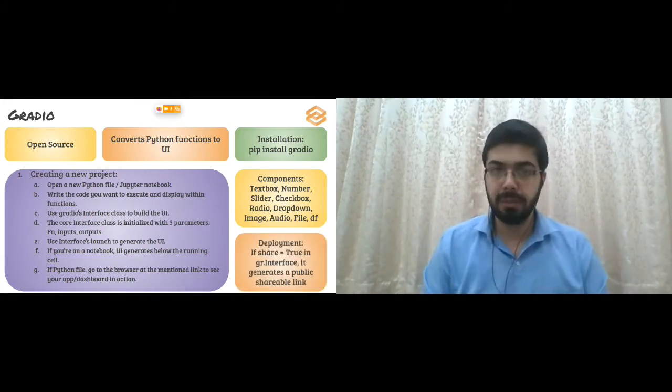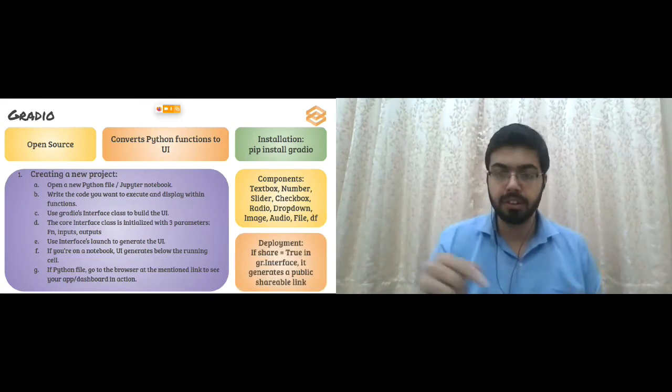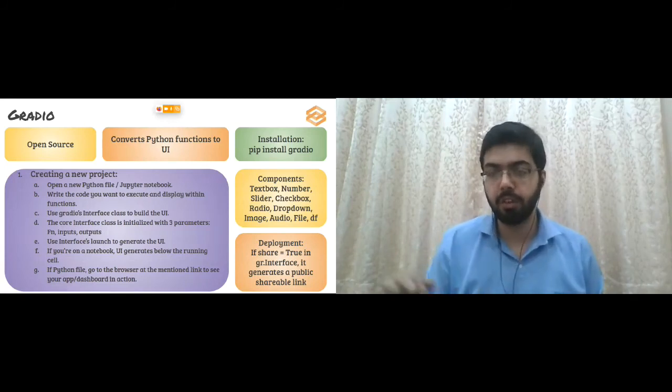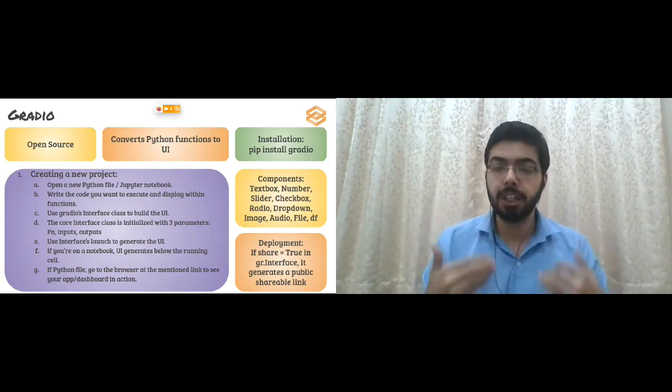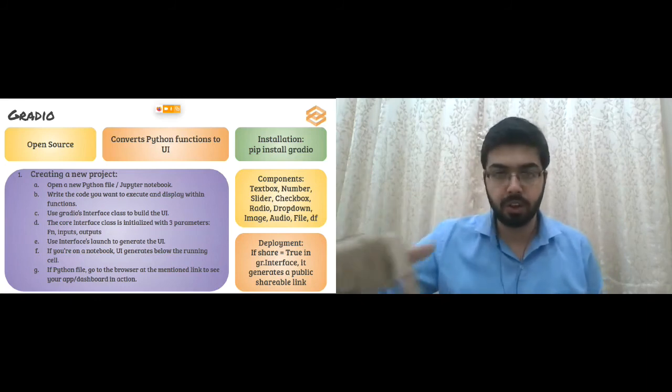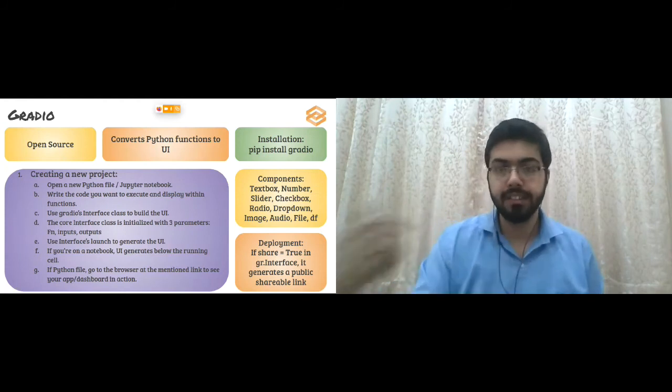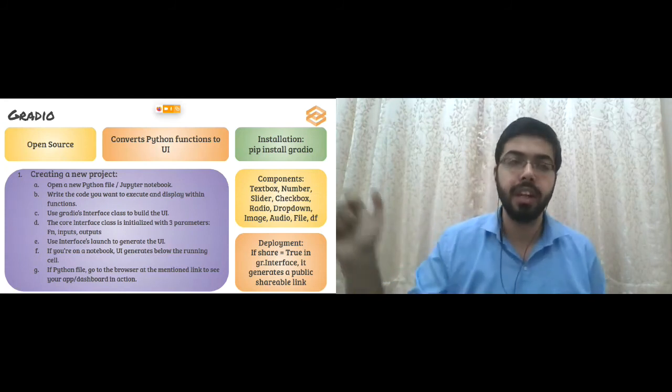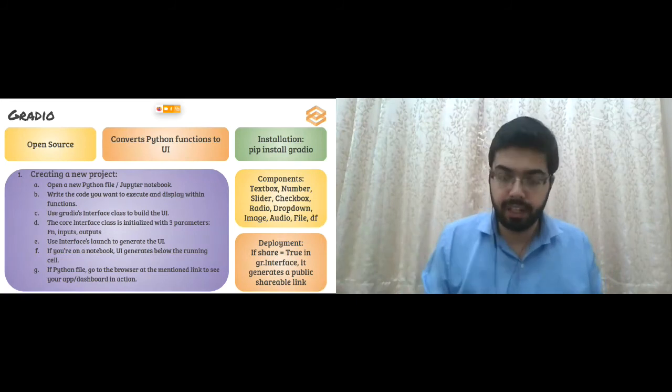Deployment: Gradio makes it really simple to deploy. While you're setting up the interface, if you say share equals true, it will give you a public shareable link. It's as simple as that. Just say share equals true in the Gradio interface. If you want more details, you can go into the docs. But if you just do that, it gives you a shareable link hosted on gradio.app, and then you're ready.